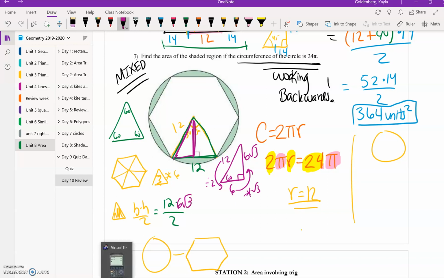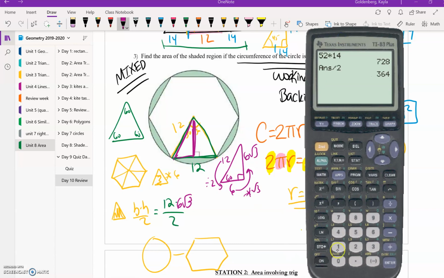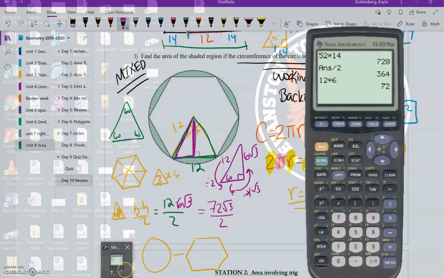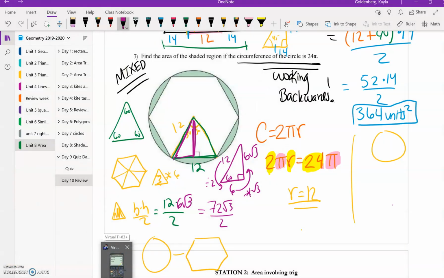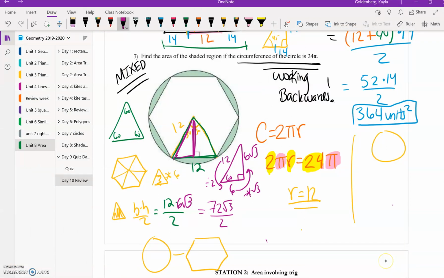Now remember it said to leave your answers exact, so we want to leave the square root of 3 alone. So I'm going to do 12 times 6, 72. So I've got 72 root 3 divided by 2. If I cut the 72 in 2, that's all you've got to do. Divided by 2, right? 36 root 3, and that's coming from 72 cut in half.